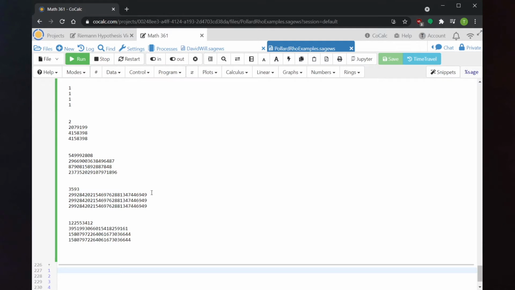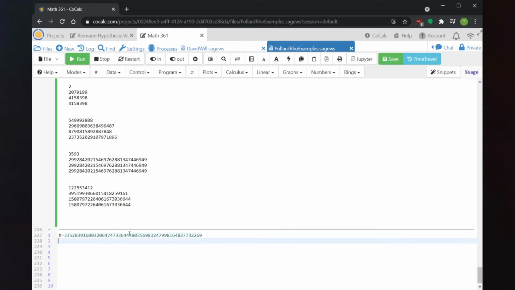Now, is this of much use when you're trying to factor someone's RSA key? Well, I've put here a fairly large RSA key. And we could just try this.